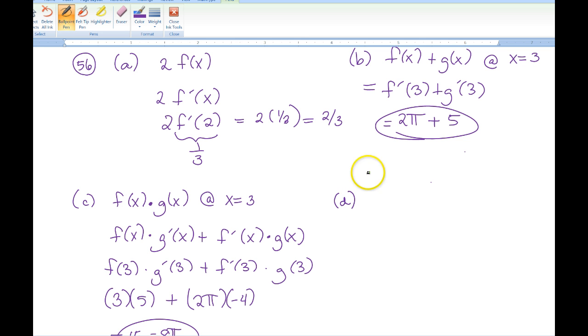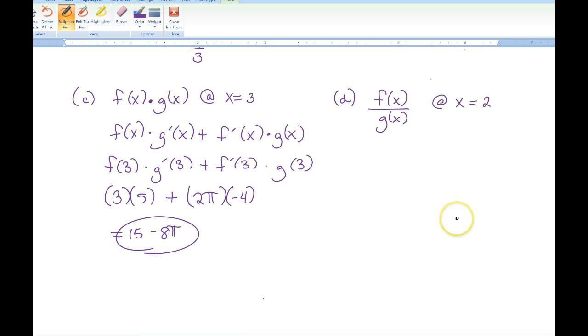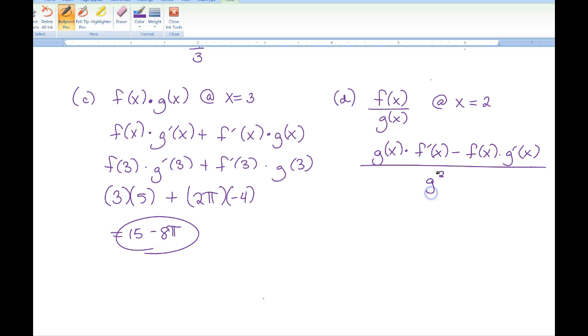So then D is f of x over g of x at x equals 2. So this is the quotient rule. Low d high, take high d low, cross the line, and square the low. And we want to evaluate this at 2. So it's going to be g of 2 times f prime of 2 minus f of 2 times g prime of 2, all over g of 2 squared.